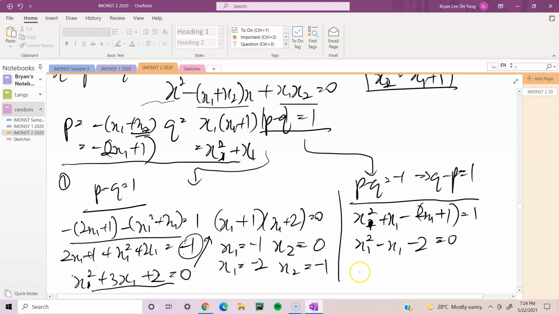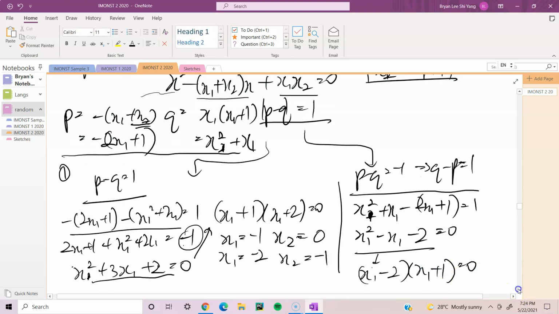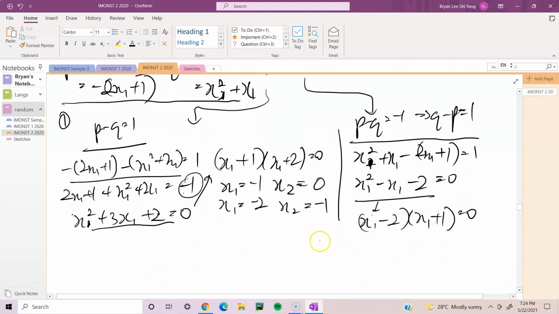Now, for this one, we can further break this down, you don't need the quadratic equation. You can just break this down into x1 minus 2 and x1 plus 1 equals 0. So we would have x1 equals 2 or x1 equals negative 1. For this one, we will just have x2 equals x1 plus 1 equals 3. Okay, so we have collected 3 solutions.